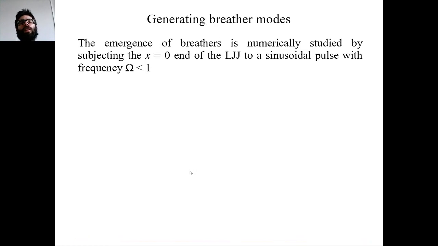We propose a new generation mechanism for breathers in long Josephson junctions, which makes use of magnetic pulses with frequency omega less than 1.